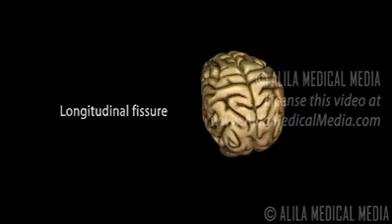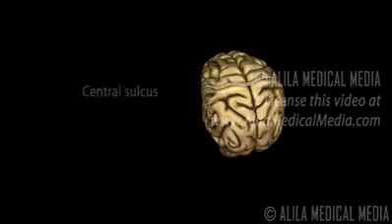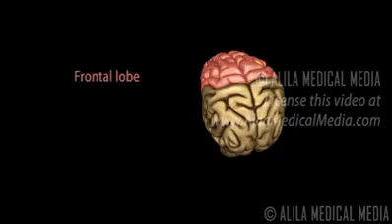Each hemisphere has a number of folds called gyri, separated by grooves called sulci. A major landmark is the central sulcus. The cerebrum has four major lobes. The frontal lobe is situated anterior to the central sulcus. It is associated mainly with voluntary motor functions, planning, motivation, emotion, and social judgment.